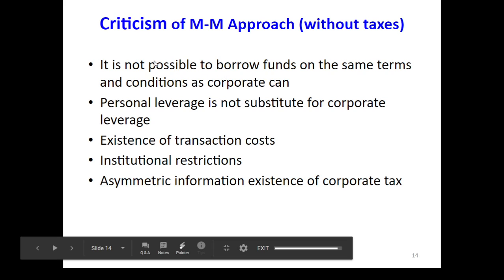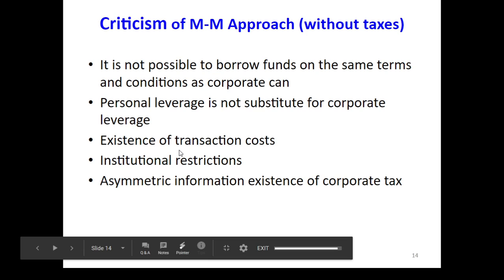Here, criticisms are also there for the arbitrage approach of the capital structure theories, without taxes. First criticism: it is not possible to borrow funds on the same terms and conditions as corporates can. Next criticism: personal leverage is not a substitute for corporate leverage.